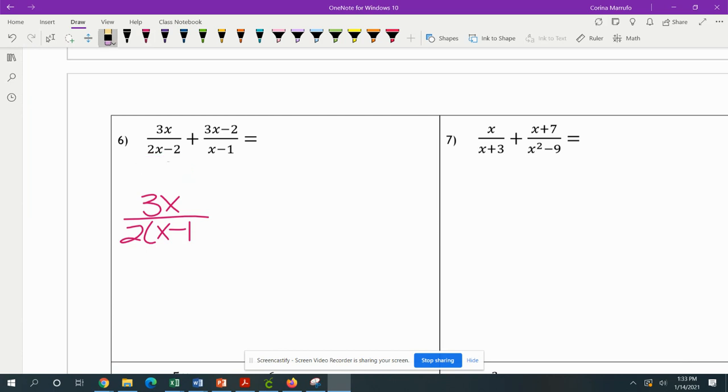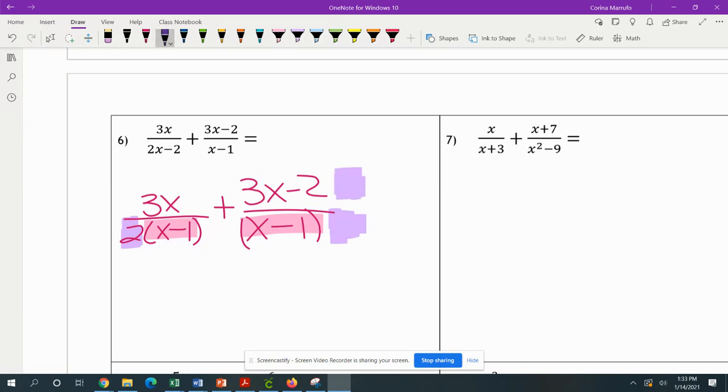I'm going to go ahead and erase it here. That way you guys don't confuse it. And then we're adding 3x minus 2 over x minus 1. So now we can see that they both have an x minus 1 in common, but this one has a 2 here in the front. So in order for us to make a common denominator, I'm going to have to multiply the top and the bottom by a 2 to get a common denominator. I'm going to go ahead and put this in parentheses because I'm going to have to distribute that 2.